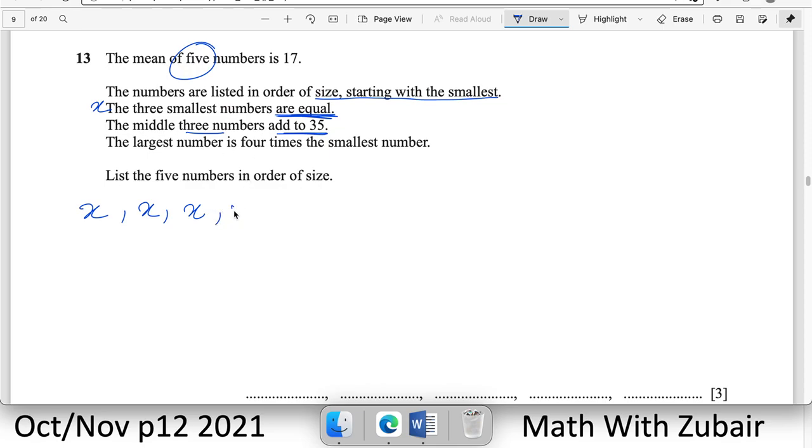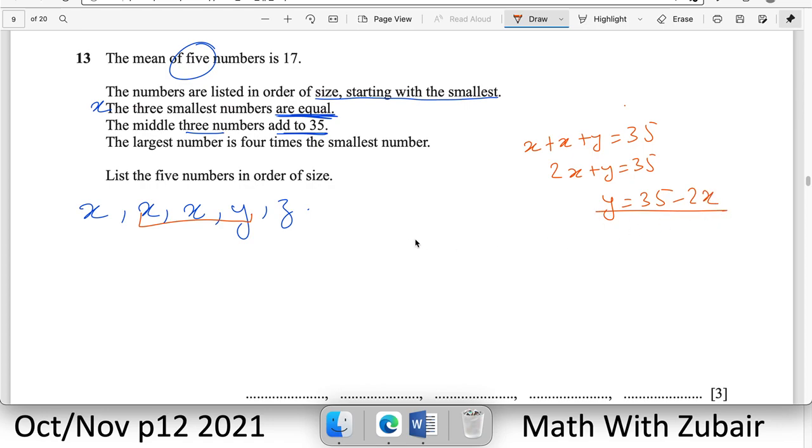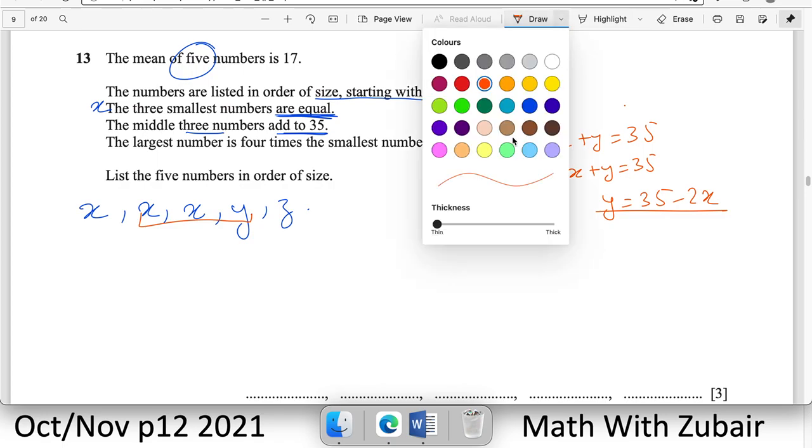Then there is another number and then there is another number. So following the conditions, it says the middle 3 numbers add to 35. So the middle 3 are these. So we can write x plus y is equal to 35, which is 2x plus y is equal to 35. I'm making y the subject, we'll need it later. And then it says the largest number is 4 times the smallest number.